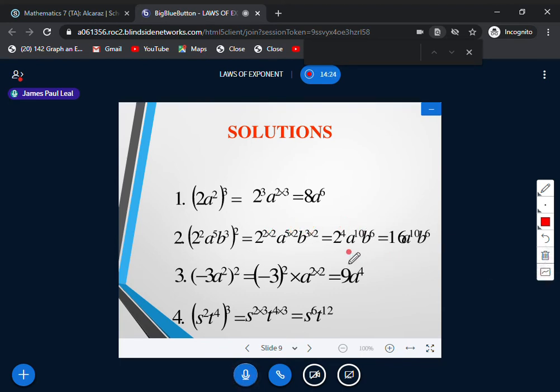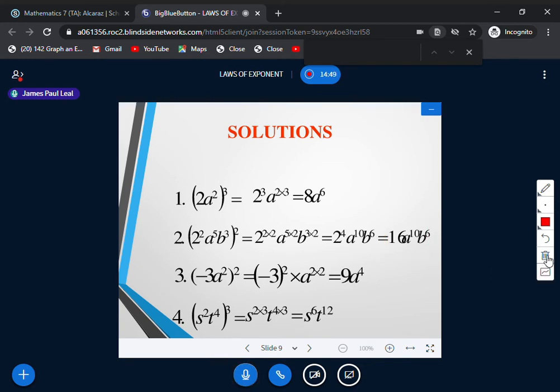Okay, then simplify now this constant. We all know that 2 raised to 4, if you're going to input that one in your calculator, or 2 times 2 times 2 times 2, the answer will be 16. Okay, then copy now the variable. So this will be the answer, 16 times a raised to 10 times b raised to 6. Okay, so that's the concept. Did you understand? Let me know.